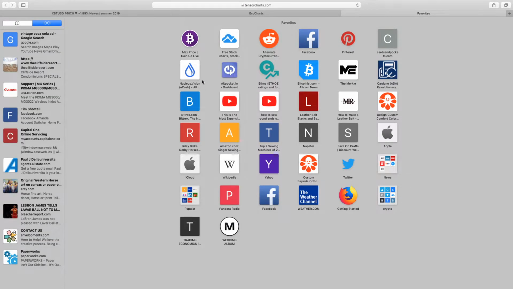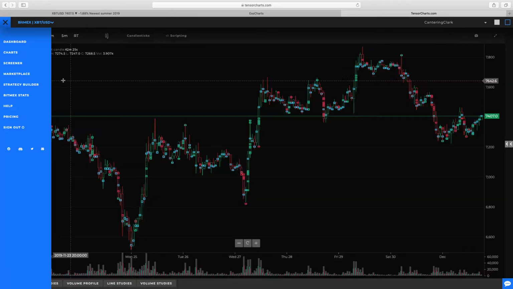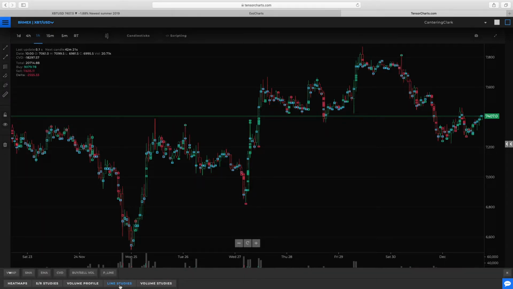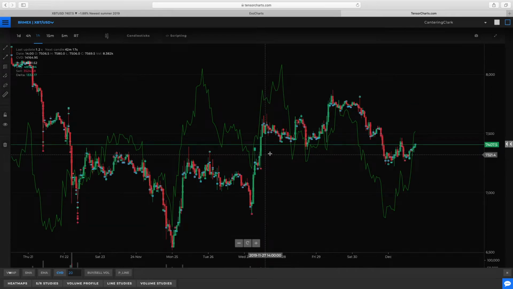Tensor is going to make this a lot easier for you to see if you're just starting out and you can't really figure out the footprint charts yet. So we could put on the CVD, and we're going to see there are periods where, I'll put on the CVD divergence. Let's put on 10.